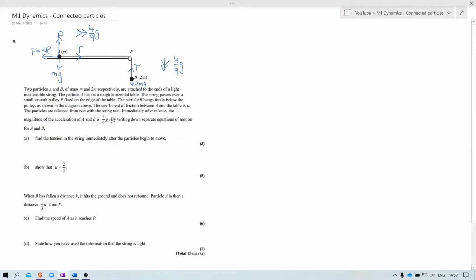Now, a lot of people get confused as to where the tension and direction of the tension should go, and you can just think of it as this. You need to look at it from the point of view of A and B.